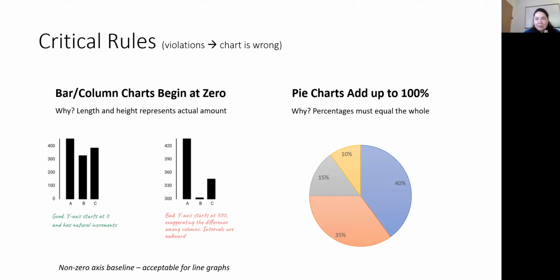The second rule that cannot be violated is that pie charts have to add up to 100%. Why? Because percentages have to equal the whole. And what is the whole? It's 100%. I am not a fan of pie charts. A lot of people are not. So we'll talk about those next week rather than this week. But if you do use them, or any of the variations of a pie chart, just make sure that they do add up to 100%.